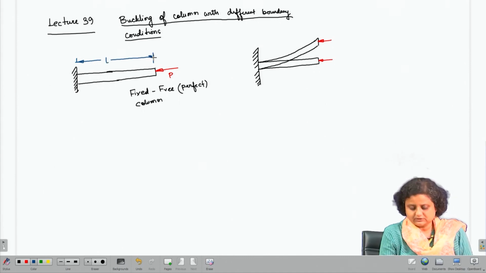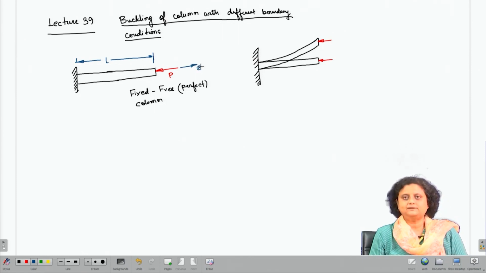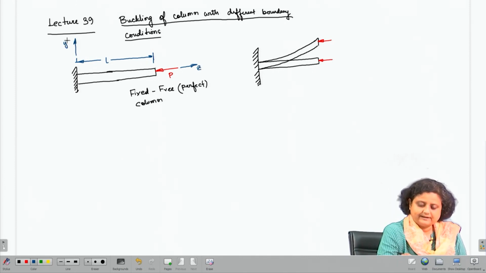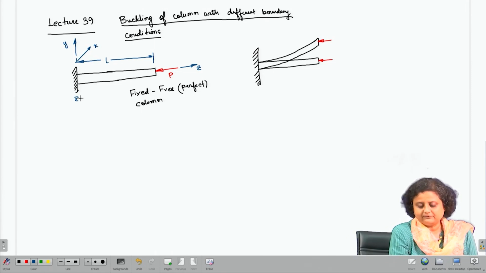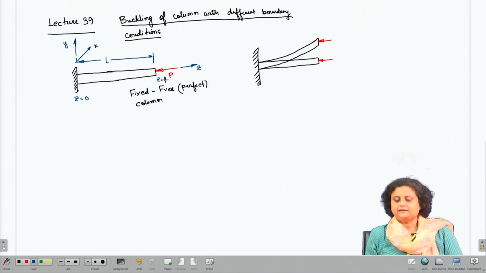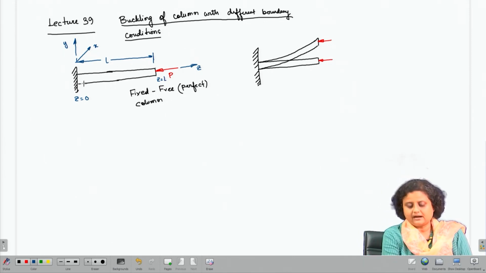Let me draw the axis. This is the z axis, the lengthwise axis, and this is the y axis, whereas this is the x axis. Now, here I have z equals 0 and here I have z equals L. So if I have such a column under an axial compressive load P, on this column an axial buckling load P is acting.